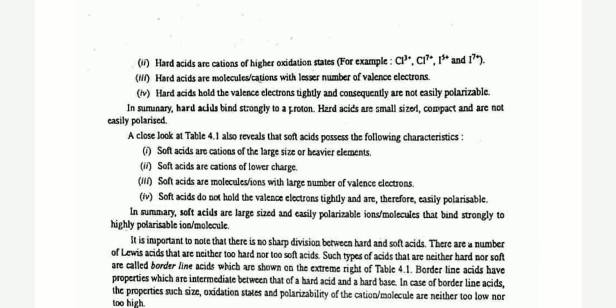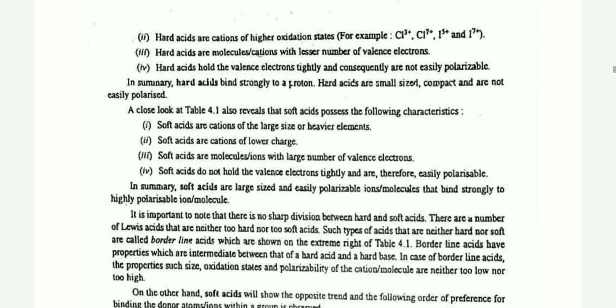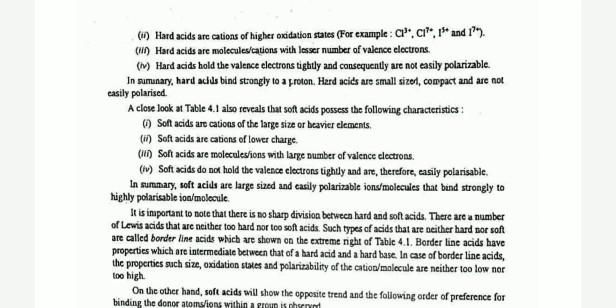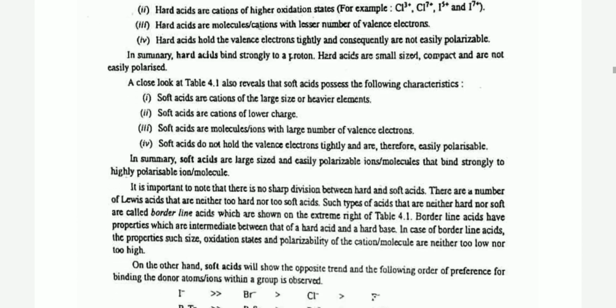Fourth, hard acids hold the valence electrons tightly and consequently are not easily polarizable. In summary, hard acids bind strongly to a proton. Hard acids are small in size, compact, and not easily polarized. A close look at Table 4.1 also reveals that soft acids possess the following characteristics.